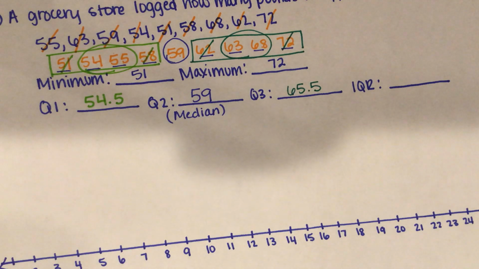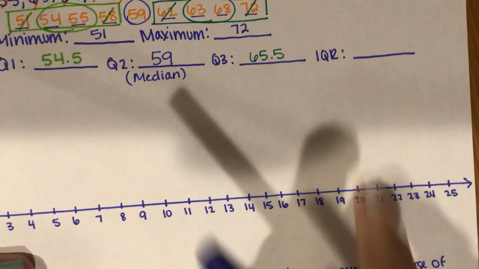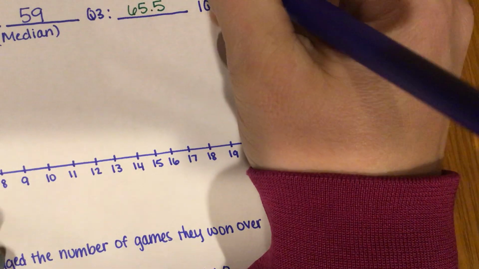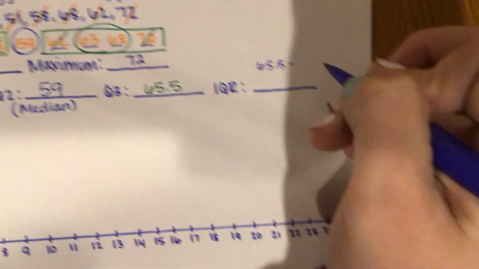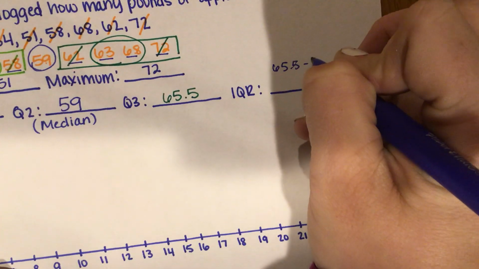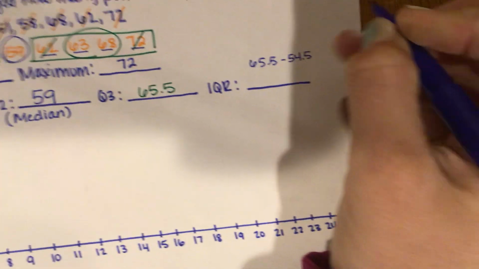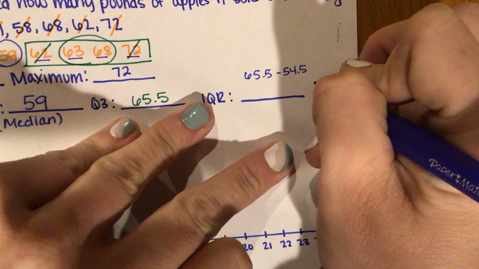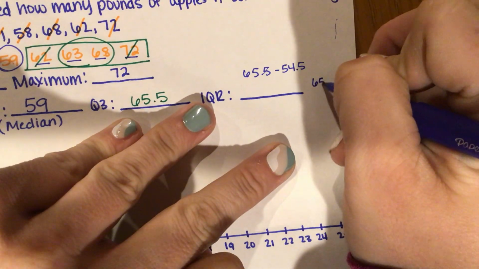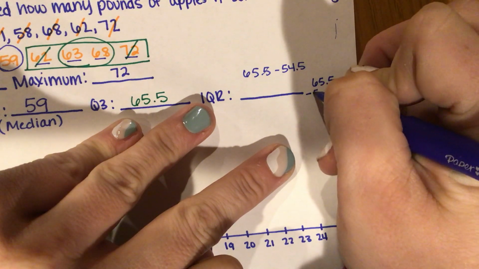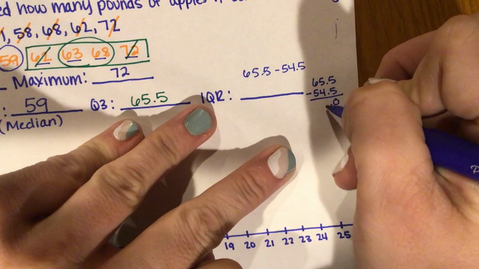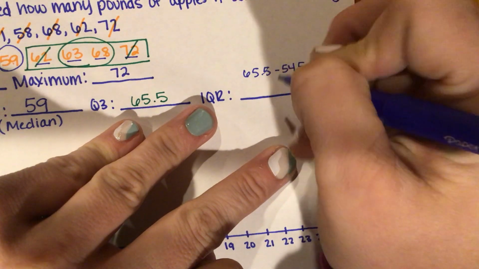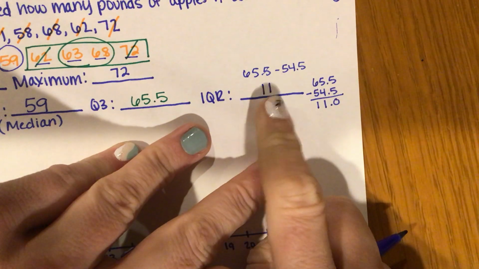Okay. Right before I graph, I'm going to find my IQR, which is 65 and a half minus 54 and a half. And again, I need to line up my decimals. So 65 and a half minus 54 and a half. 5 minus 5 is 0. 5 minus 4 is 1. 6 minus 5 is 1. My IQR is 11.